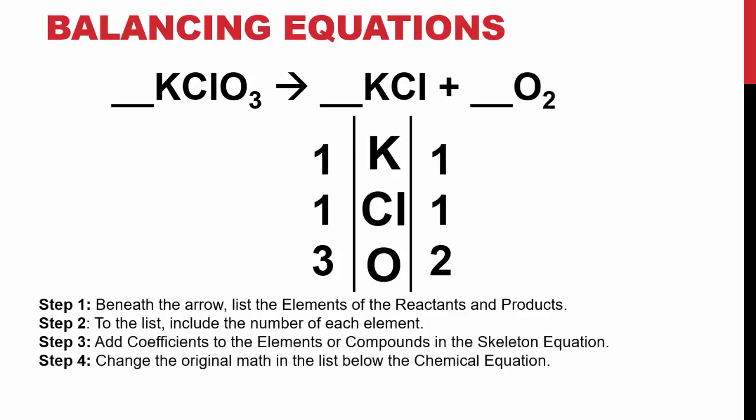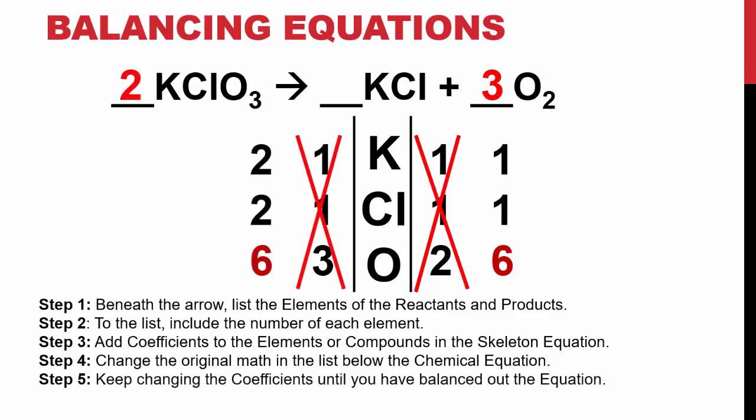And then I'm going to change up, again, the coefficients so that way the math below can kind of balance out. So the only difference that I see right now is between my oxygens. So if I put a 3 here, that means I will now have 6 oxygens. And if I change on the reactant side, I'm going to put a 2 there, and now start to balance it out. So now my oxygens have been balanced, but the only thing I have to do now is balance out my potassiums and my chlorides.